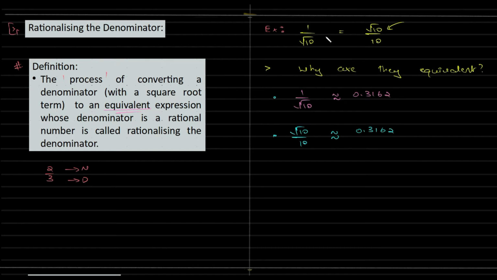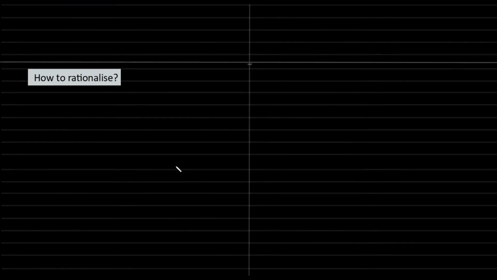So this process of converting from an expression with a root in the denominator to one without a root is your rationalization. And the expression you get finally will be an equivalent expression. Reason being, when you solve it using a calculator, at the end you'll get the same answer. Now, how do you rationalize something? I would begin with the smallest possible example.